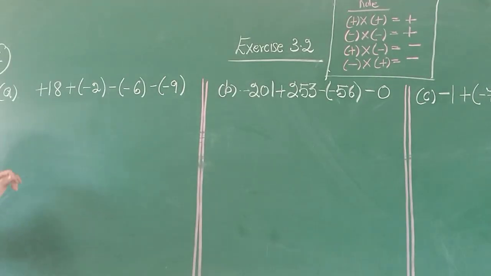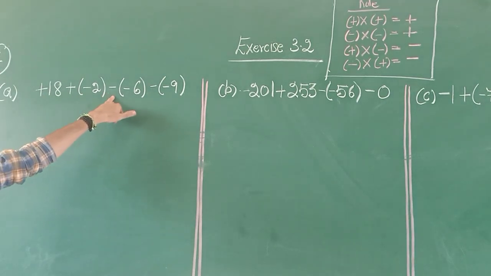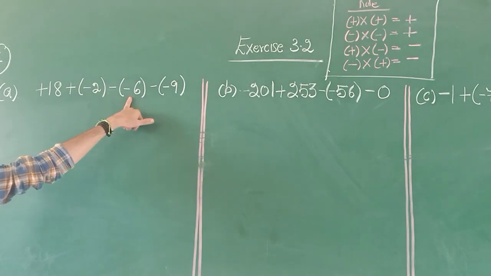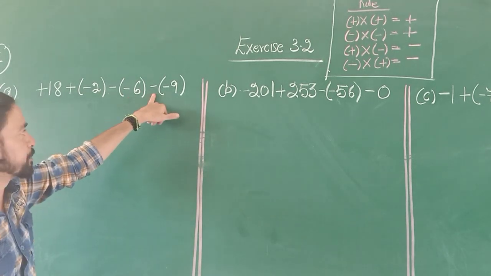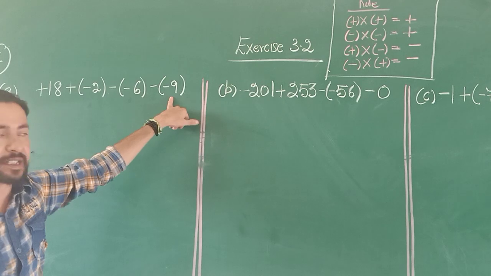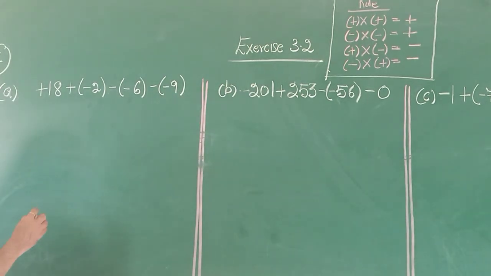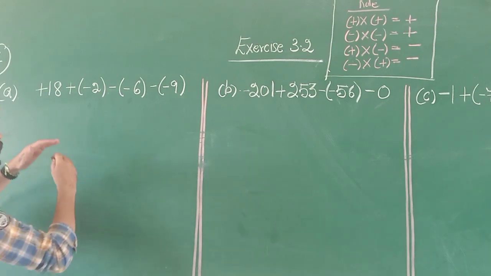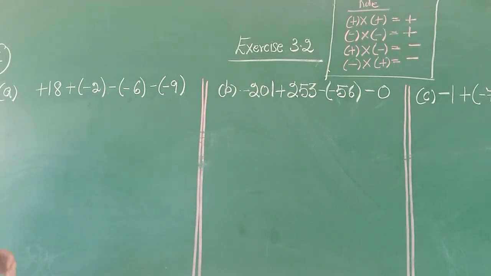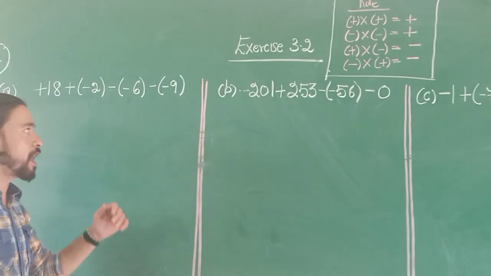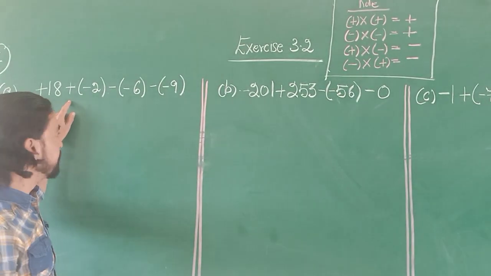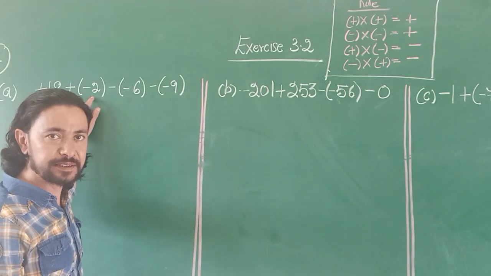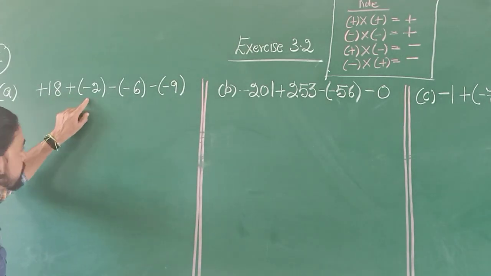Coming to the first sum, I have positive 8 added to a negative 2, subtracted from a negative 6, and subtraction again of a negative 9. Now what do I do? The rule states that in order to solve a particular sum, I need to get rid of the brackets. And how do I get rid of brackets? I get rid of brackets by multiplying what's outside the bracket with what's inside the bracket.